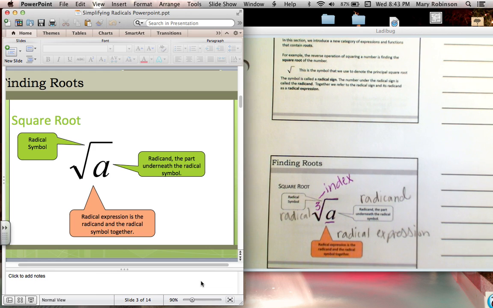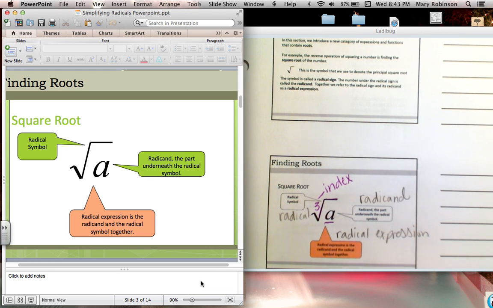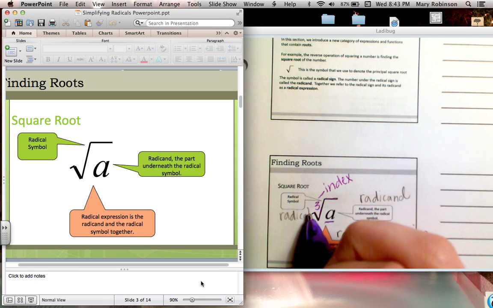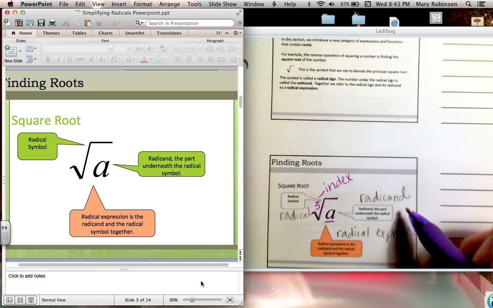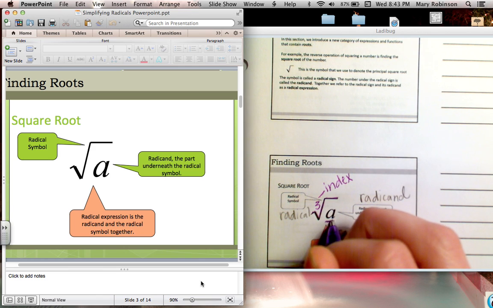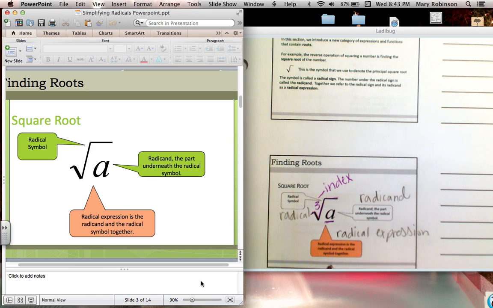So, just to reiterate those new vocabulary words, you have your radical, which is this symbol right here. You have the radicand, which is the number under here under the radical. And you have the radical expression, which is the whole thing.